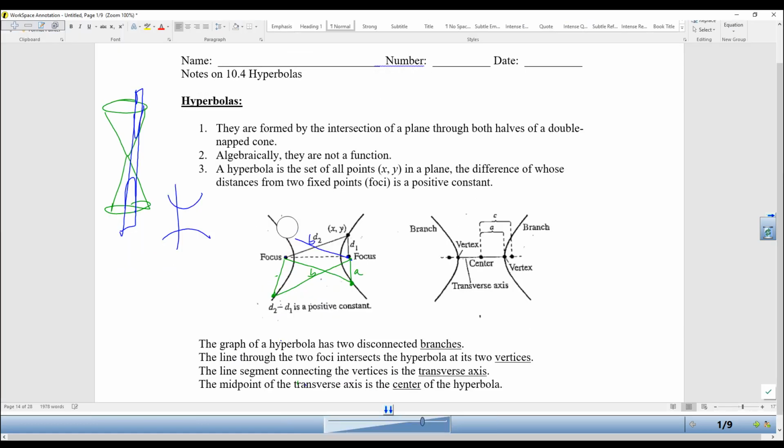So the graph of a hyperbola has these two parts. It's the first one we've done with two, and they're called branches. Each of the branches does have a vertex, just like a parabola. So just think about it as two parabolas. And then it has two focus points. Just like a parabola has one, these are going to have two. The line segment connecting the two vertices is called the transverse axis. And at the midpoint of the transverse axis is the center of the hyperbola.